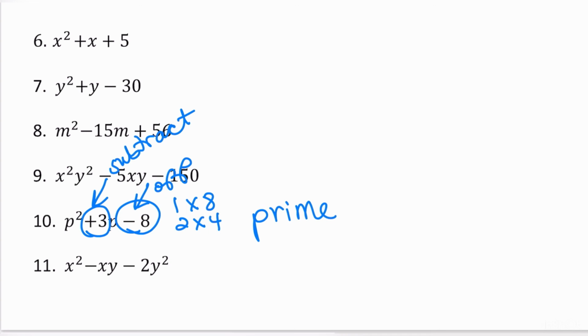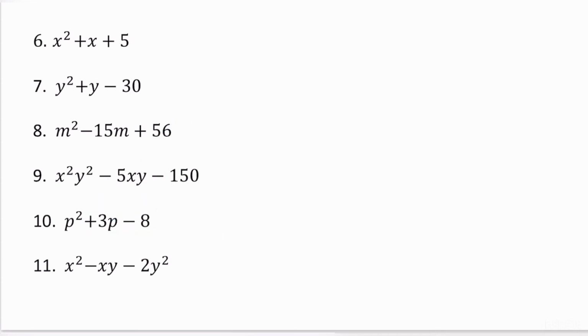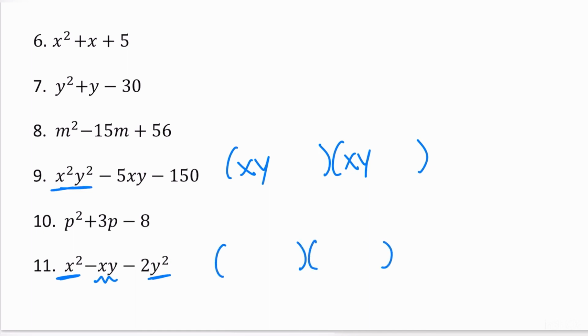And then finally, in number 11, it kind of looks a little bit like number 9, but it's also different. In number 9, it was x squared y squared, so we said the parentheses was going to be xy, that's how we're going to split it up. But in number 11, it's x squared in the front and y squared in the back. And then we have xy in the middle. So this is going to tell me that in the front, I'm going to have x, and in the back, I'm going to have y and y.